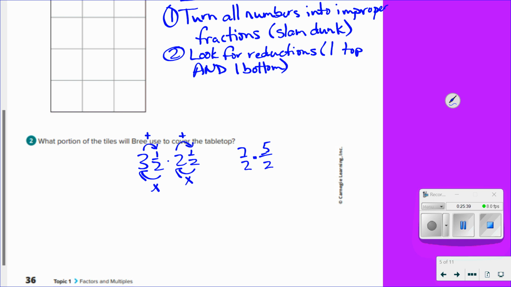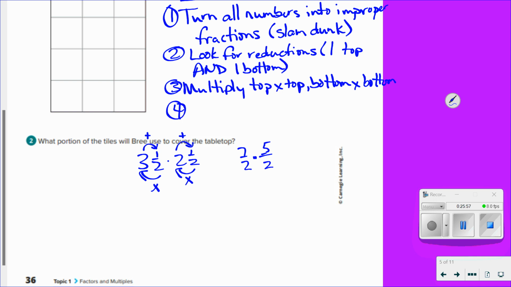Okay? Number 3, same as before. Multiply top times top, bottom times bottom. And step 4, and this one will come in because now you're going to end up with improper fractions, so you need to simplify. So basically it's saying how many times does the denominator go into the numerator, and anything that's left over becomes your new numerator.